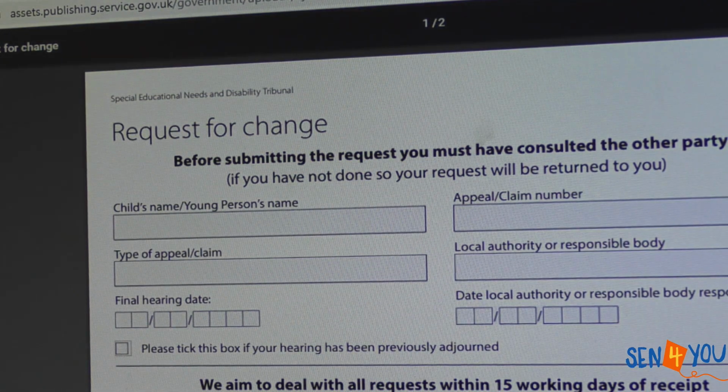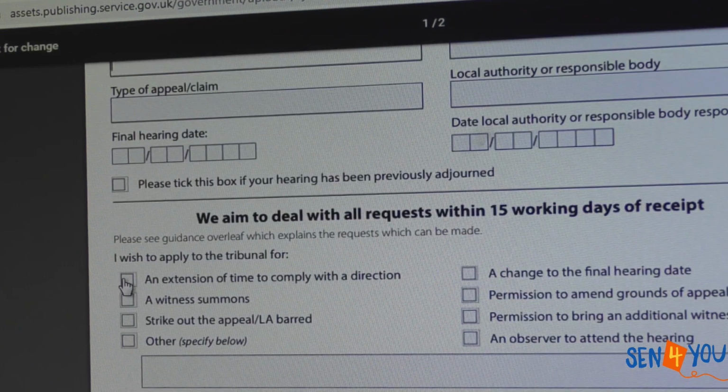And just to show you what it looks like, here's a request for changes form. You'd fill in this box here your child's name, the appeal number, the local authority, the type of appeal that you're currently in the middle of, and you provide details like the hearing date and, if applicable, the date the local authority's response was due. Then you identify here, in these little boxes, the standard directions that the tribunal can use using its case management powers that I've just talked about under Rule 5. It might be something different, and that's under the other box.